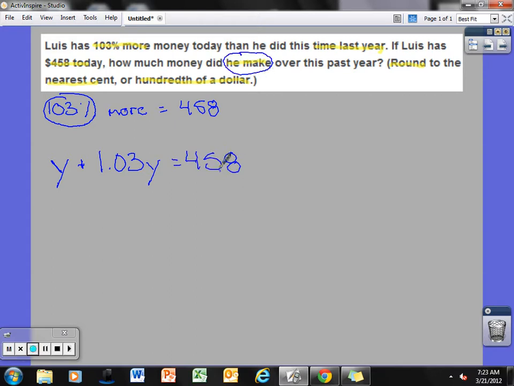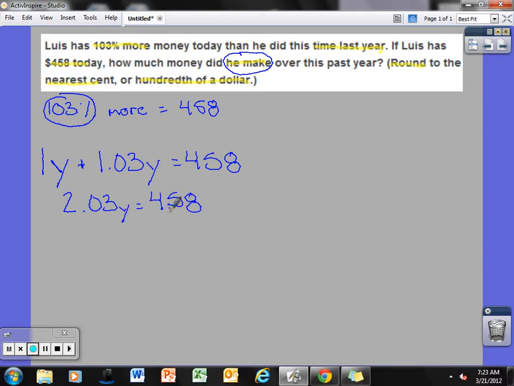Now we want to figure out how much money he made over the past year. Well, this is how much he has right now. So what I need to do is combine like terms. Remember, this is y. Really, I can think of this as 1y. So now I have 1y plus 0.03y. So that gives me 2.03y is equal to 458.